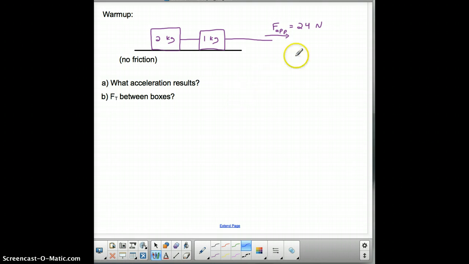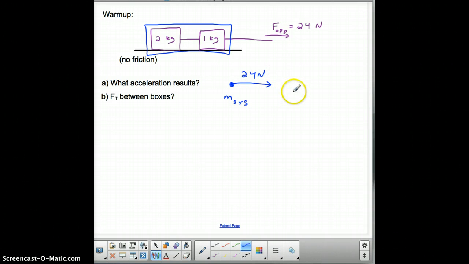So I've got an applied force of 24 newtons that's being applied on this string to the right, and then there's also a string connecting this 2 kilogram and this 1 kilogram object. So if I draw a free body diagram of the system, I call it the mass of the system there, then what are some forces acting on the system? Well, if the system is these two objects together, there's only one force acting on the system. It's this force of 24 newtons to the right.